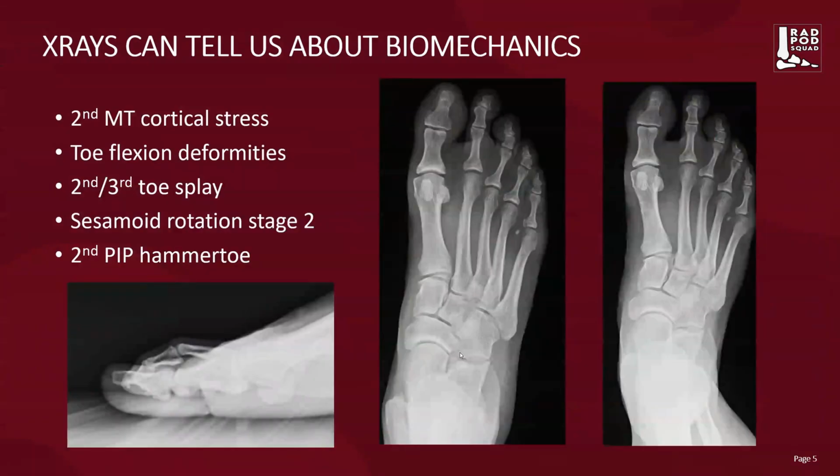X-rays can also tell us a lot about biomechanics when we look at our 3-view series. So after we've looked for our standard fractures and whether or not we have malalignments, including looking at the base of the second relative to the middle cuneiform to assess our Lisfranc injuries, we can begin to see other changes in bones that may tell us about biomechanical stressors, including what's seen here, which is this cortical thickening seen at the second metatarsal. In addition, notice it's slightly bowed.